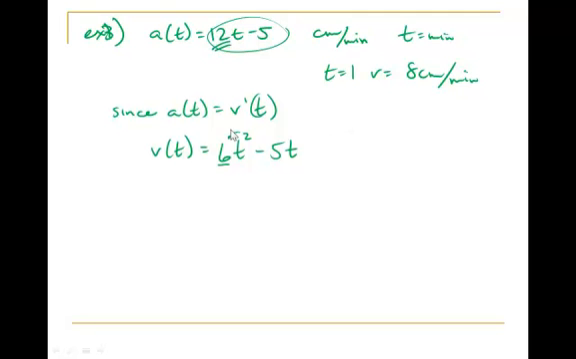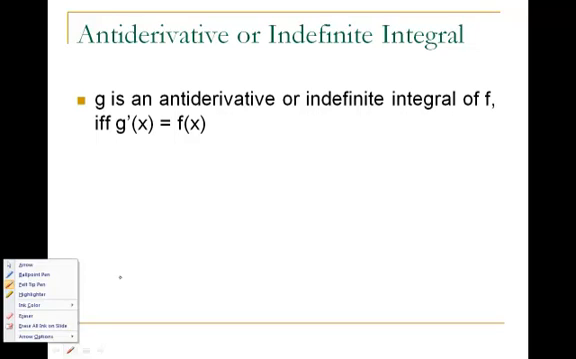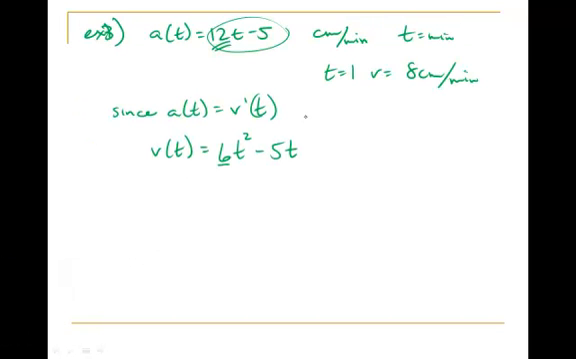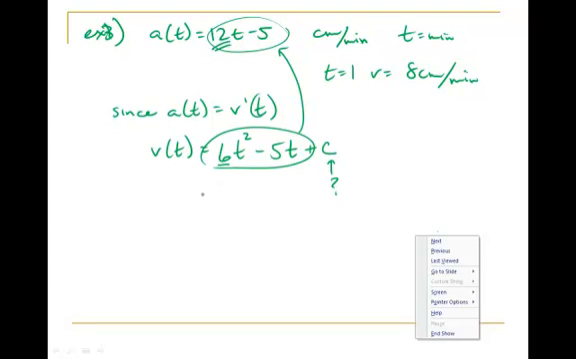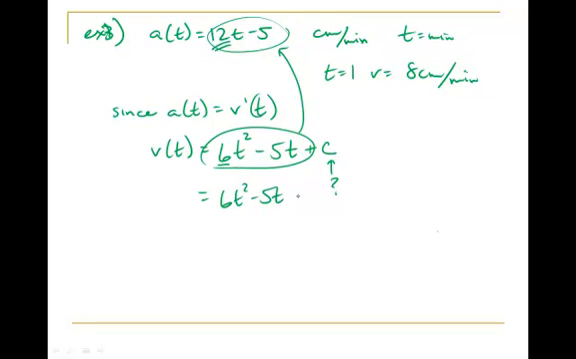The problem with this is that although this is the antiderivative of my acceleration, remember when we have a constant here at the end, it just disappears? So I don't know whether or not there was a constant or what it might have been. So I know that v of t is going to be something like 6t squared minus 5t plus or minus a value. The question is, what will that value be?